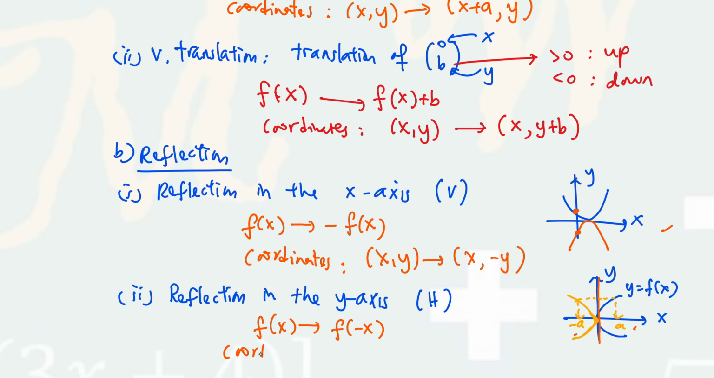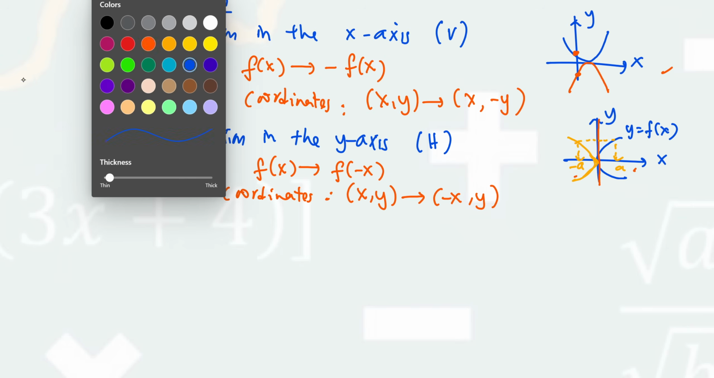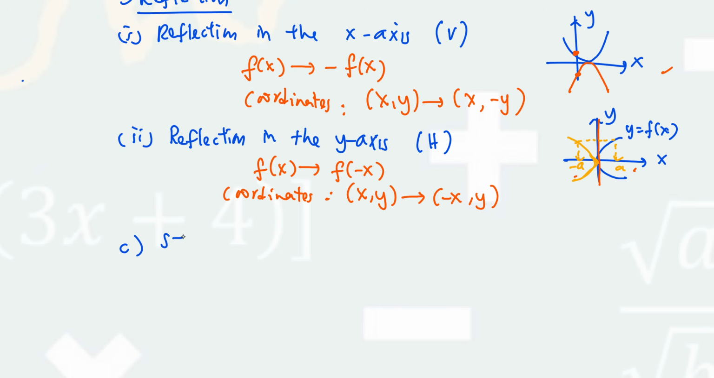And then the coordinates will change from (x, y) to (-x, y). Okay, so these are the important notes that you need to know. Now, done for the reflection, let's move on to the last transformation, which is called stretch. So C is called stretch.